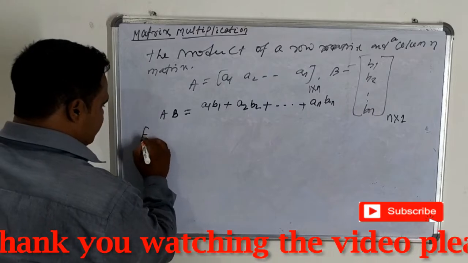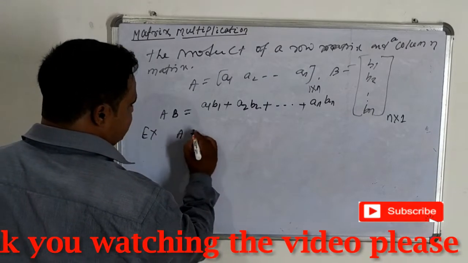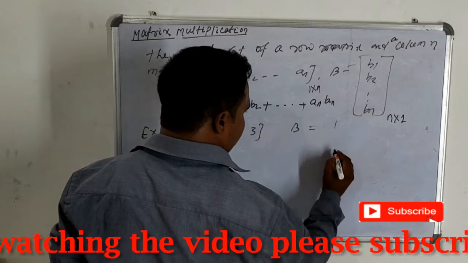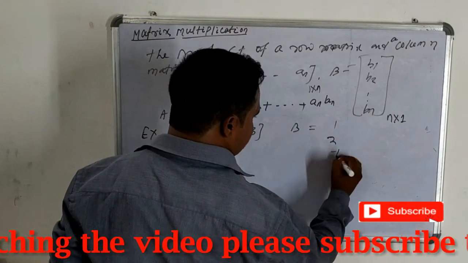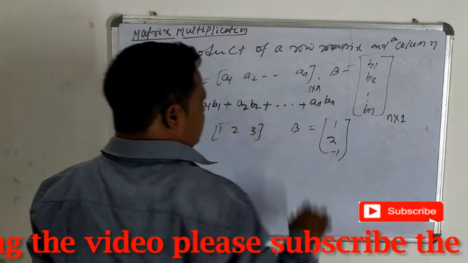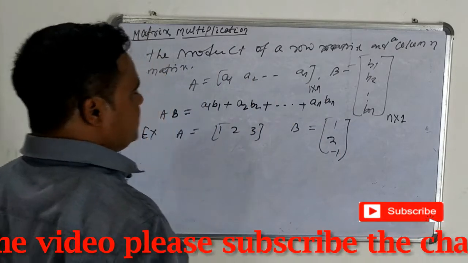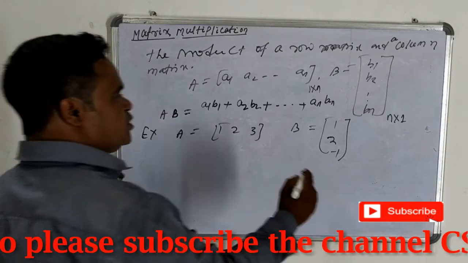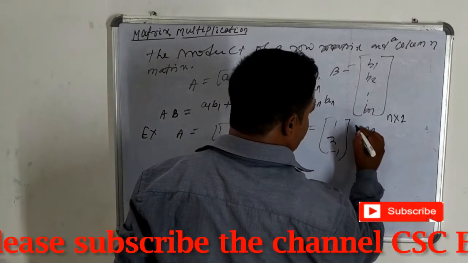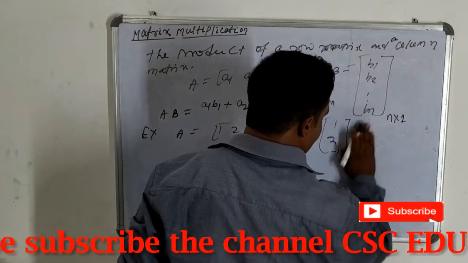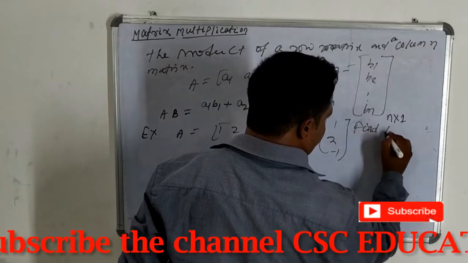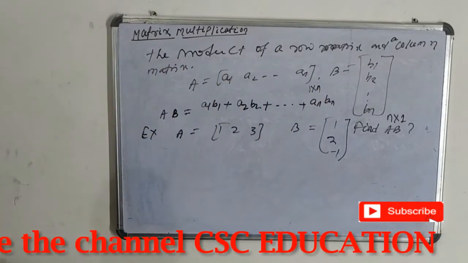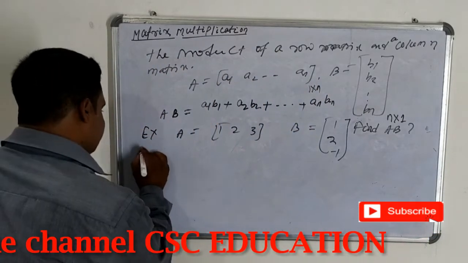For example, suppose A is the matrix 1, 2, 3 and B is the matrix 1, 2, minus 1. First we check whether matrix multiplication is possible or not. We have to find AB, that means A multiplied by B.